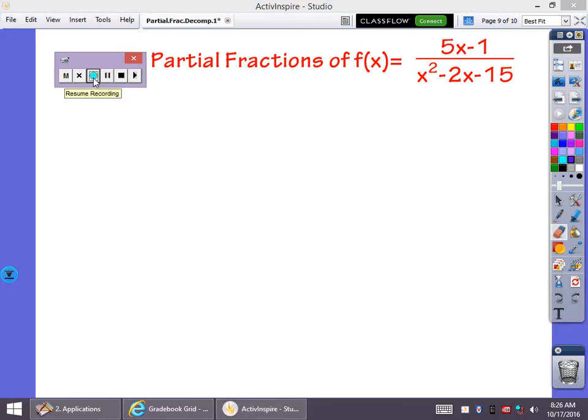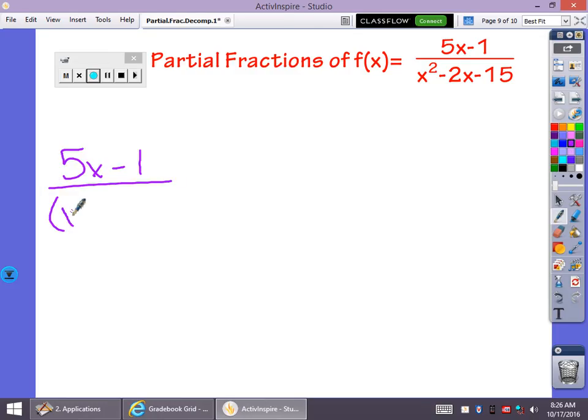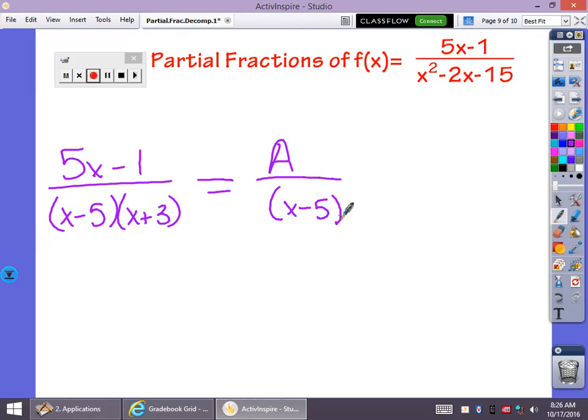All right. So you should have had 5x minus 1 over x minus 5 times x plus 3. Again, the order doesn't matter. Equals a over x minus 5 plus b over x plus 3.